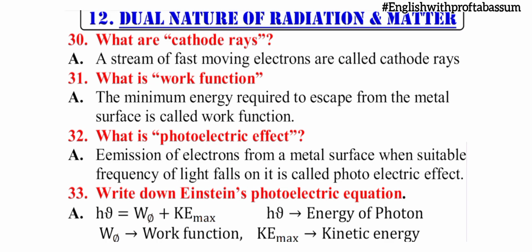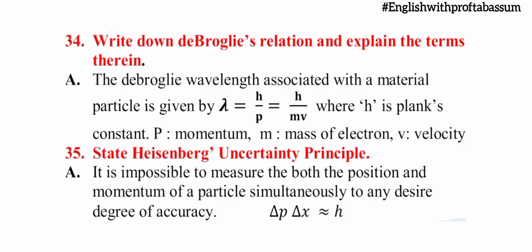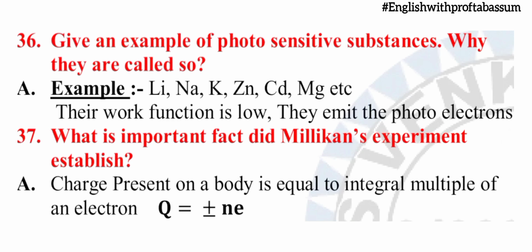Chapter 12, dual nature of radiation and matter. What are cathode rays? What is work function? What is photoelectric effect? Write down Einstein's photoelectric equation. Write down de Broglie's relation and explain the terms therein. State Heisenberg's uncertainty principle. Give an example of photosensitive substances, why they are called so.